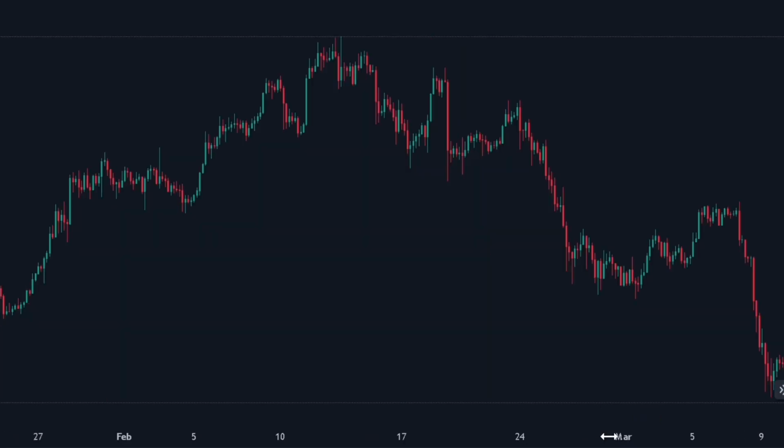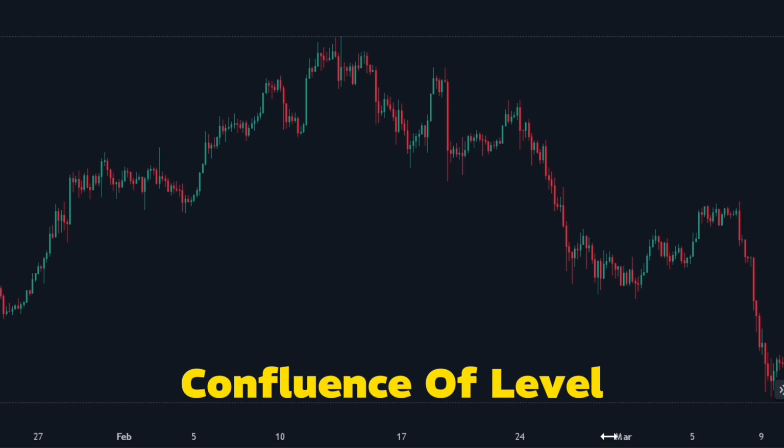Point number 3, confluence of levels. Confluence of levels on the chart provides you strong areas that can hold significantly.